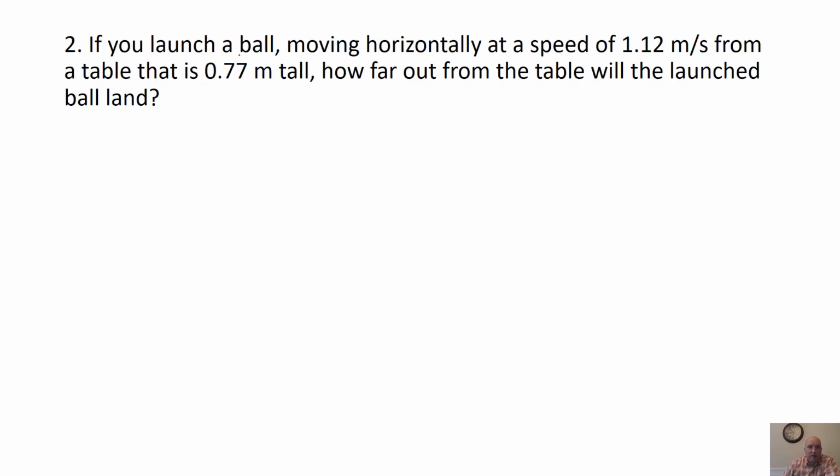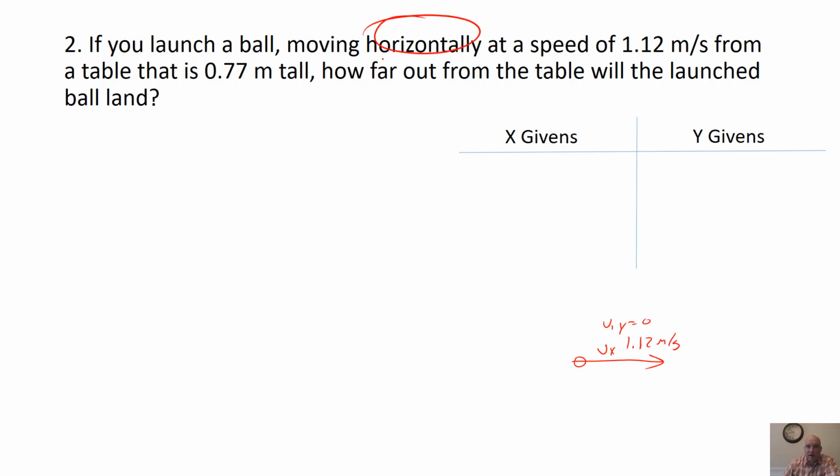Let's keep on going. If you launch a ball moving horizontally at a speed of 1.12 meters per second, so I'll draw the quick picture here. So you launch a ball horizontally, so it's not going off a cliff. Here, you're just throwing it at a Vx of 1.12 meters per second. And we know that the Viy equals 0 because it's horizontal.